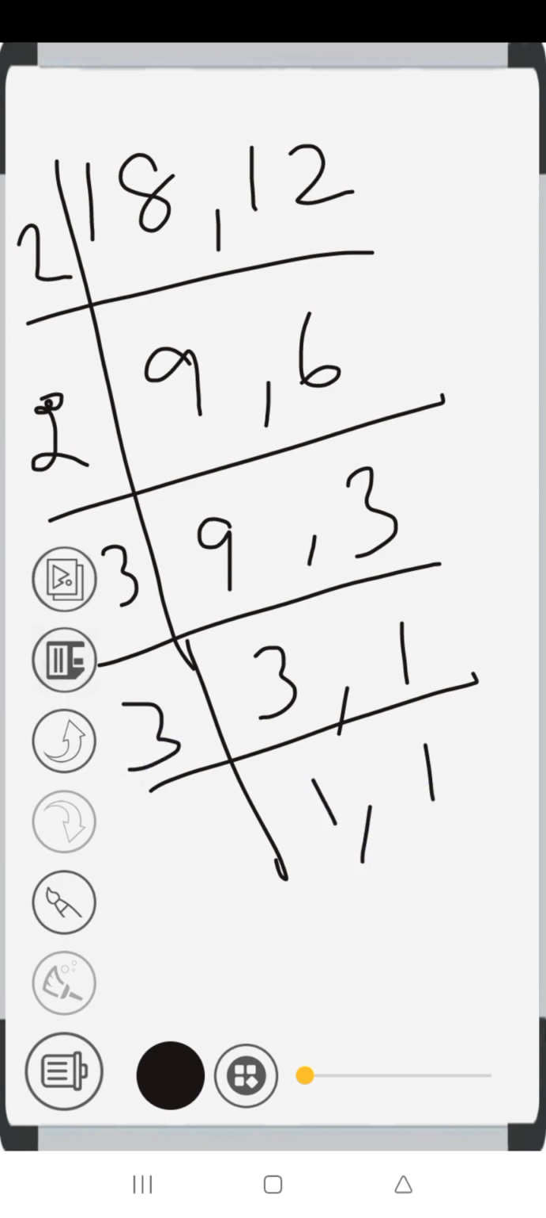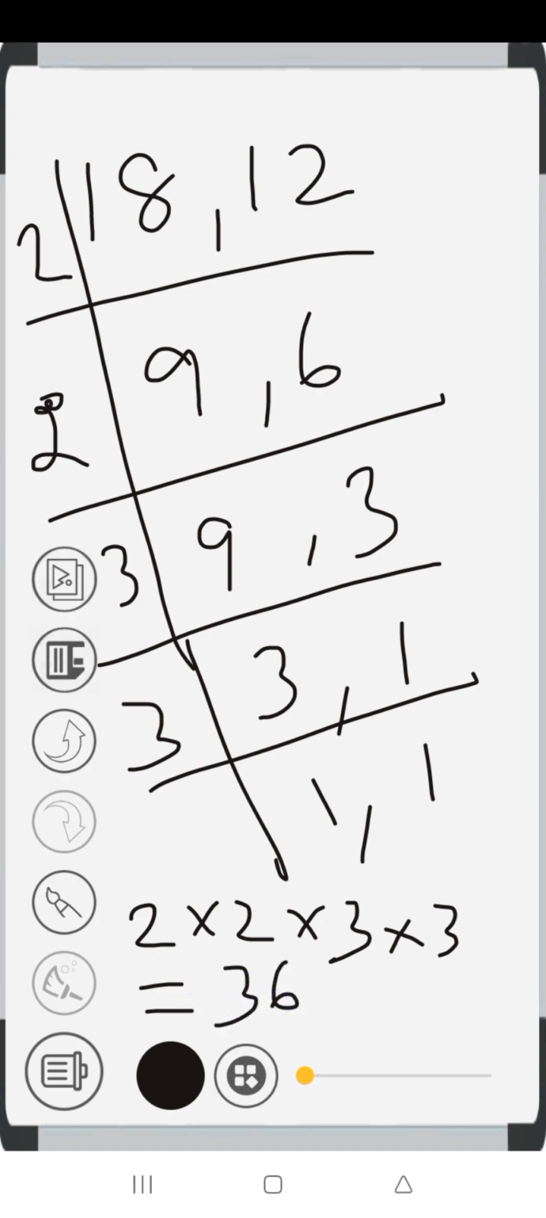So 2 into 2 into 3 into 3, that is 2 2s are 4, 4 3s are 12, 12 3s are 36. So they will meet again after 36 minutes. This is the answer for this question.